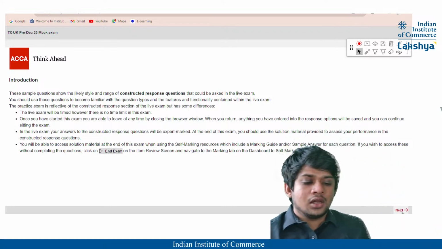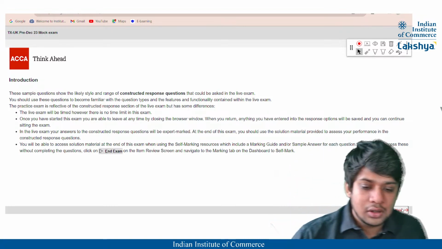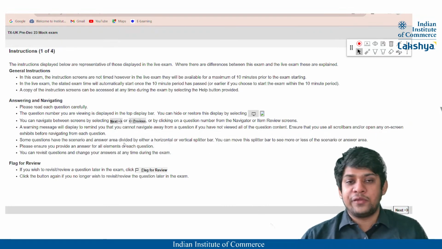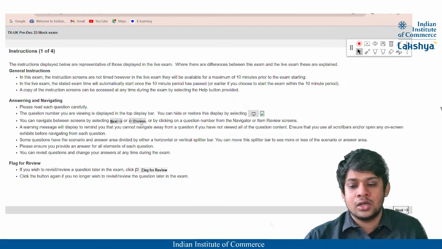Now, guys, there is a set of instructions, as I told you, mentioned here. If you can see on the right hand side down corner, there is a next option. So you click on the next option. Once you go through those instructions, there are a couple of instructions: clicking on next will get you to the next question. Clicking on previous will get you to the previous question.